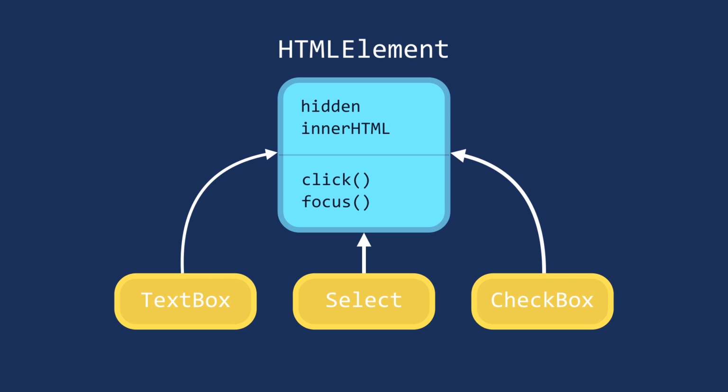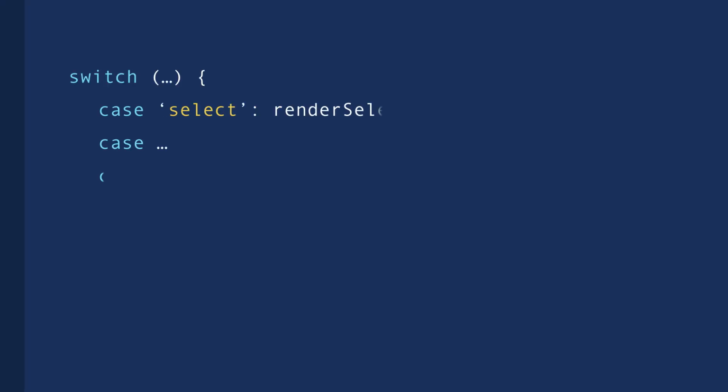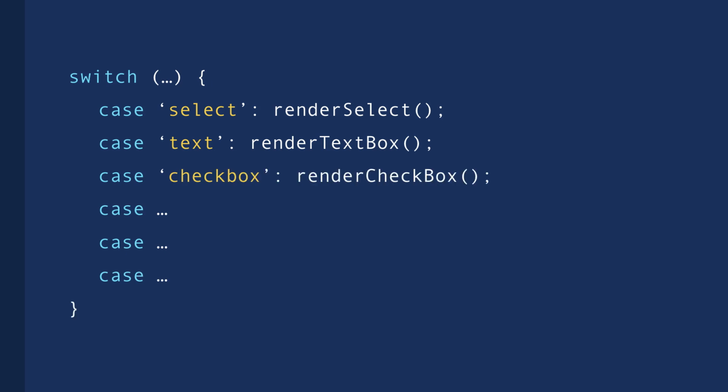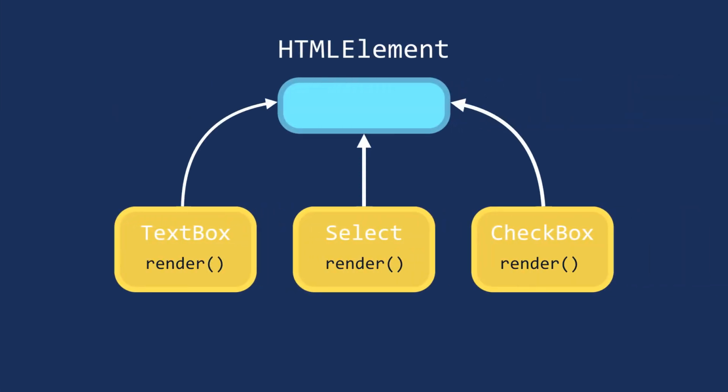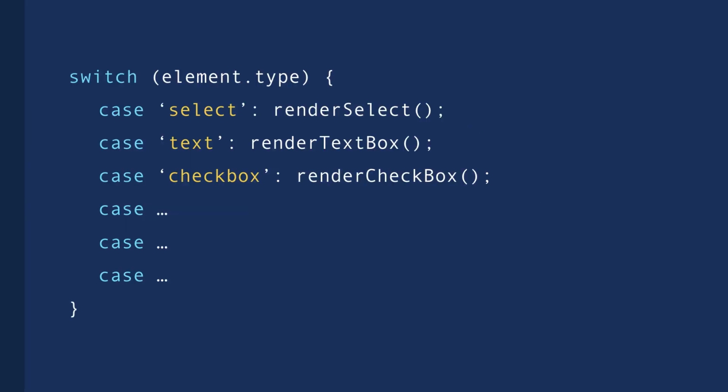If we want to render multiple HTML elements in a procedural way, our code would probably look like this. But with object orientation, we can implement a render method in each of these objects, and the render method will behave differently depending on the type of the object we are referencing. So we can get rid of this nasty switch and case and use one line of code like this. You will see that later in the course.